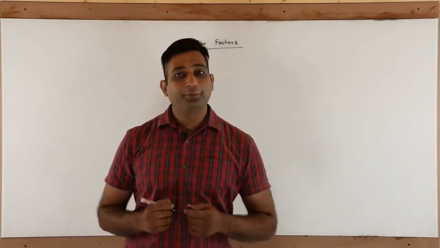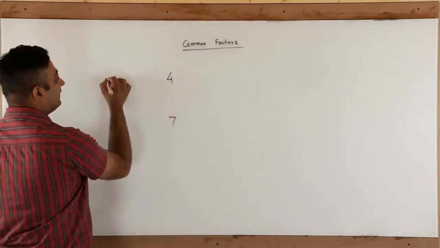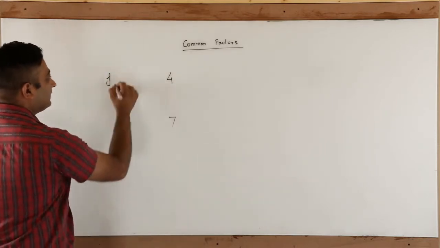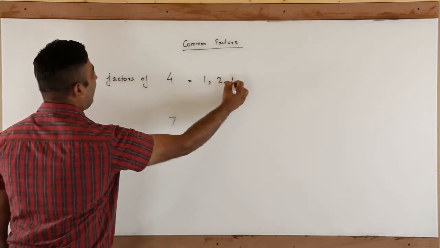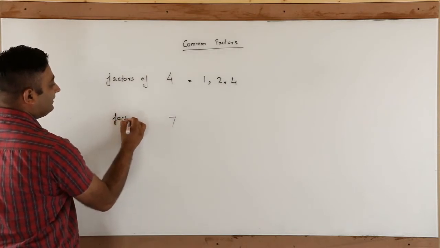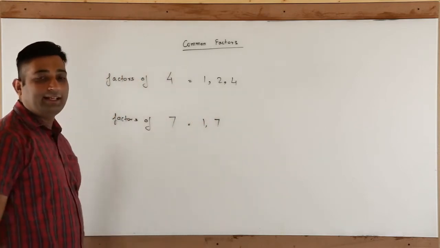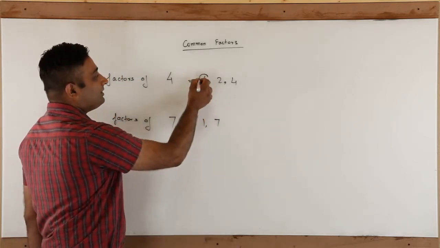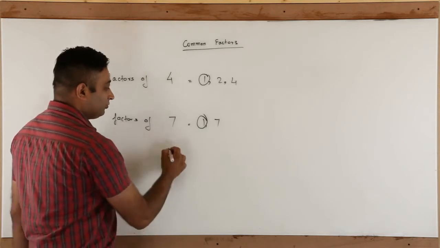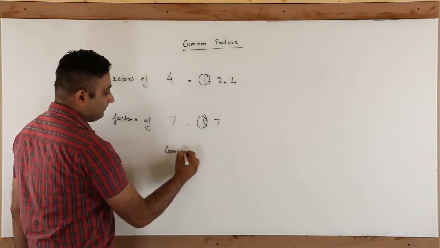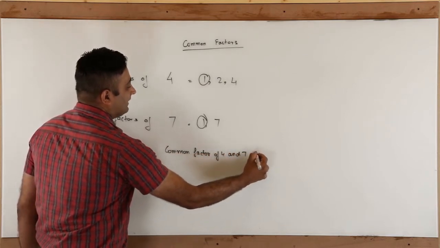Now let us consider one more pair of numbers. Let one number be 4 and another be 7. Let us try to find out their common factors. Now we can say that the factors of 4 are 1, 2 and 4, whereas the factors of 7 are 1 and 7. We can say that the only factor which is common in both 4 and 7 is 1. So the common factor of 4 and 7 is 1.